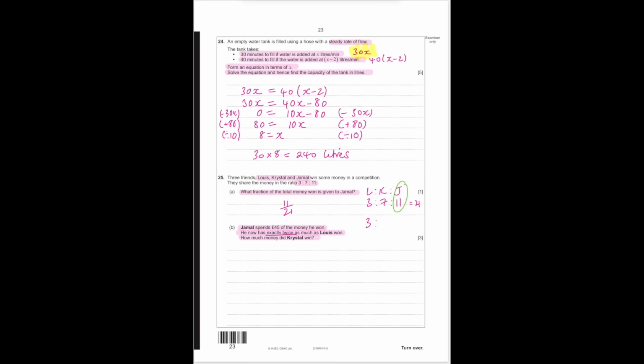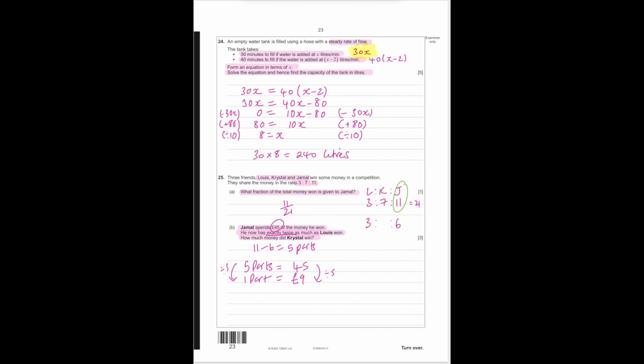So if Louis's got 3 parts, after Jamal's spent his £45, he should be left with 6 parts. So the difference between 11 and 6 is 5 parts. So that 5 parts must be the £45 that he spent. So let's find out what 1 part would be equal to. So we need to divide by 5. So 1 part is equal to £9.